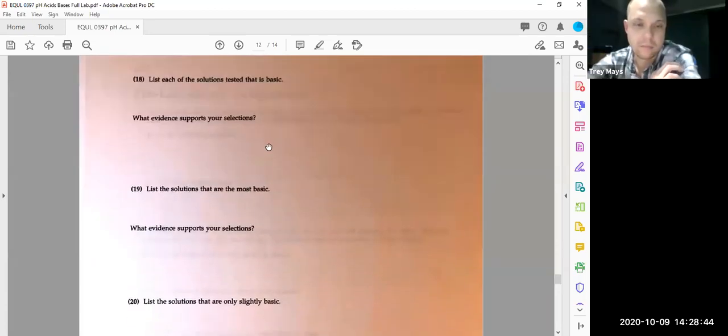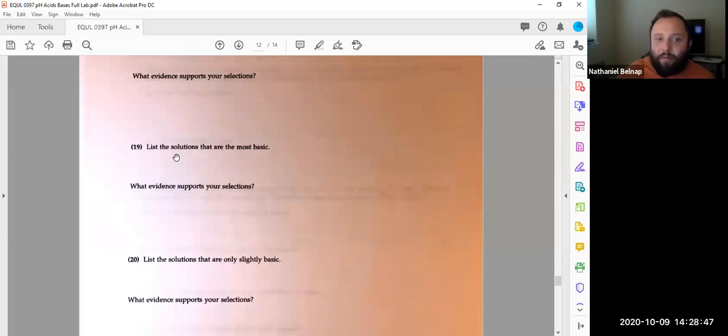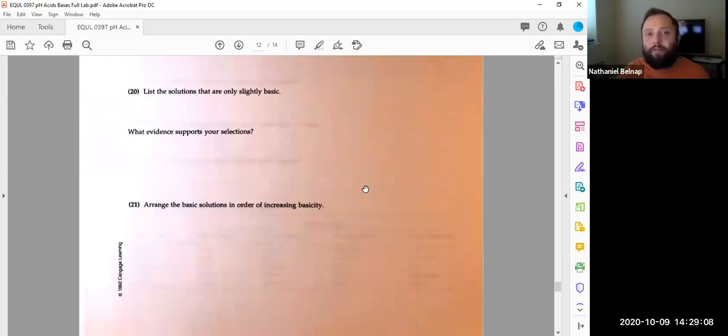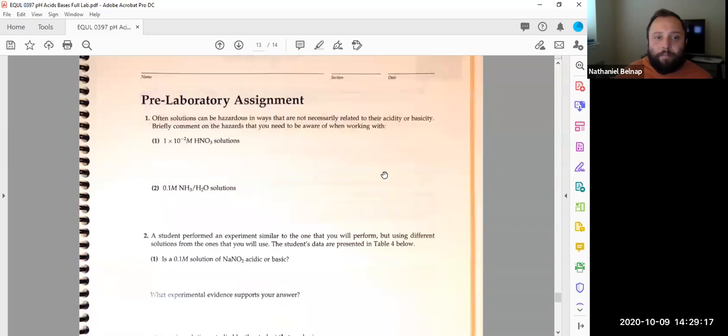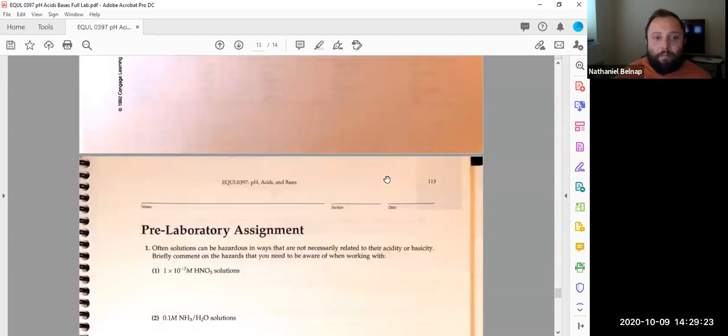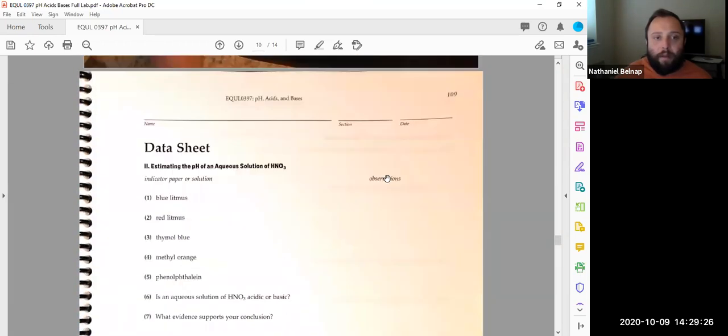So then we have other questions that ask about ones that are more basic and ones that are slightly basic. So you're gonna have to go back and see which ones turned more blue, and with the phenolphthalein, did it turn more pink or less pink? That's the reason why we're using 3 different indicators, to refine how basic or how acidic something is. This is a pre-lab assignment that you should have already done.